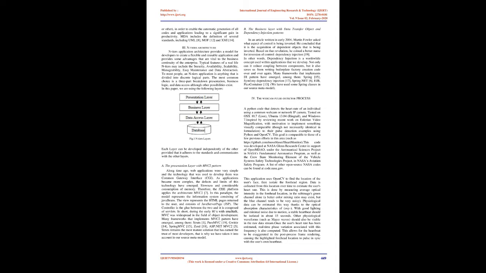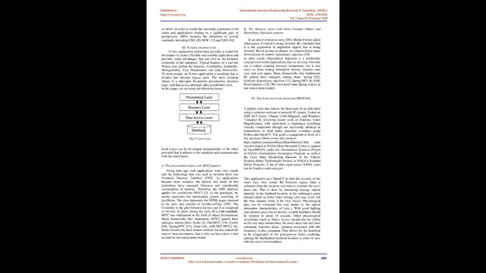Typical features of a real-life n-tier application may include security, availability, scalability, manageability, easy maintenance, and data abstraction. To most people, an n-tier application is anything that is divided into discrete logical parts. The most common choice is a three-part breakdown: presentation, business logic, and data access, although other possibilities exist. In this paper, we are using the following layers. Fig. 1 n-tier layers. Each layer can be developed independently of the others provided that it adheres to the standards and communicates with the other layers.